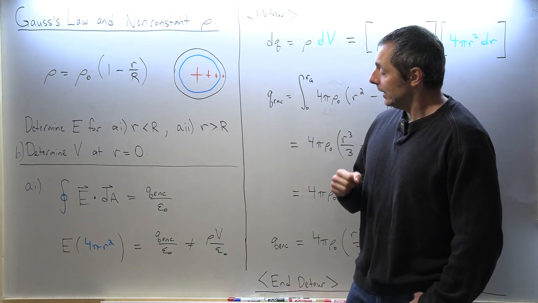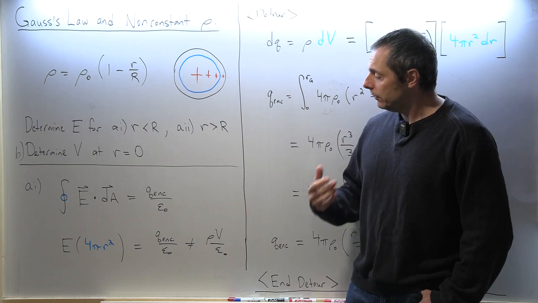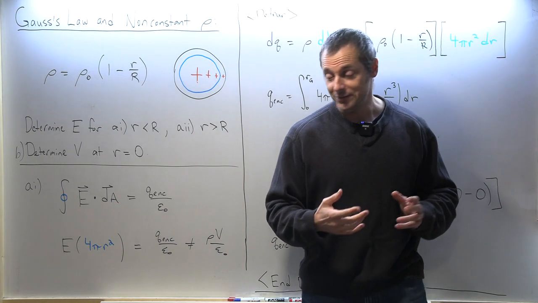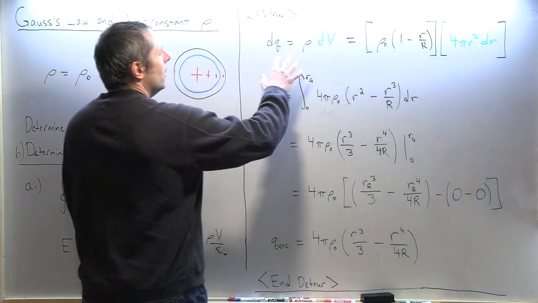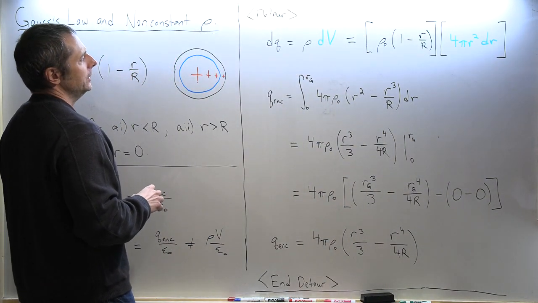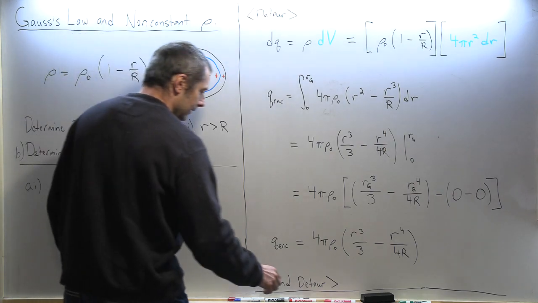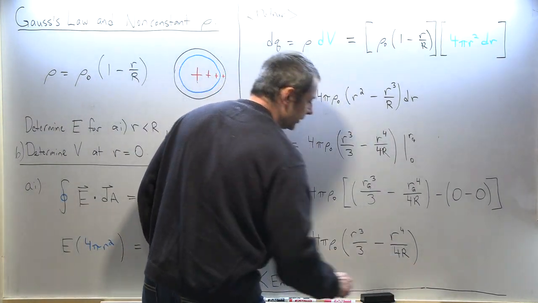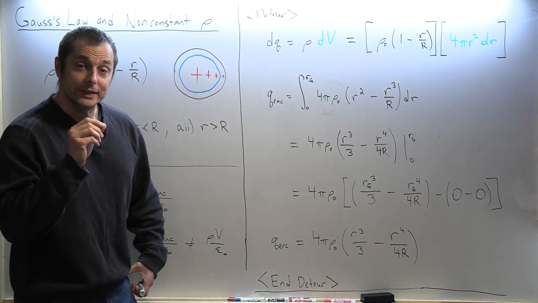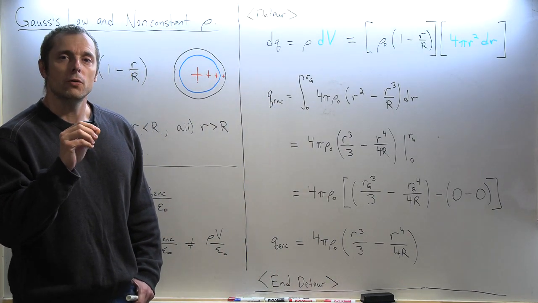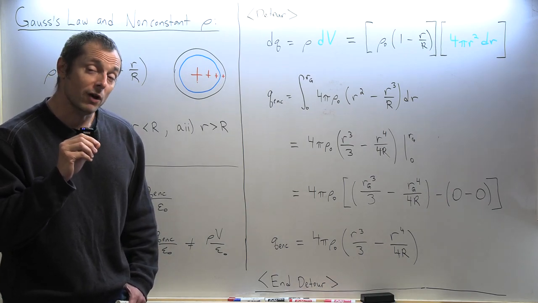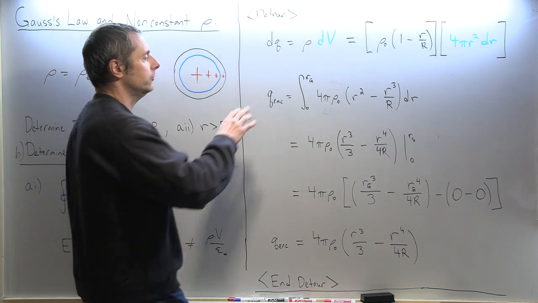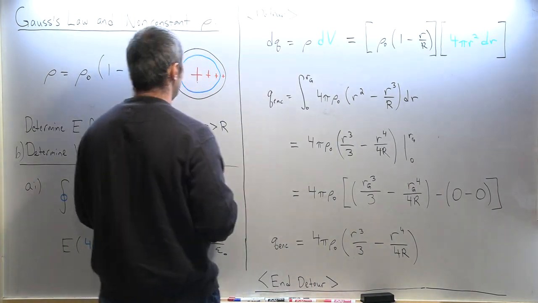Okay, so going on. How do we calculate this Q enclosed? What we have to do is take a little detour. I can't use Q equals rho times volume, but if I imagine a very tiny volume over which the charge density is roughly constant, then I can use the concept of rho times volume because rho is constant over that volume.